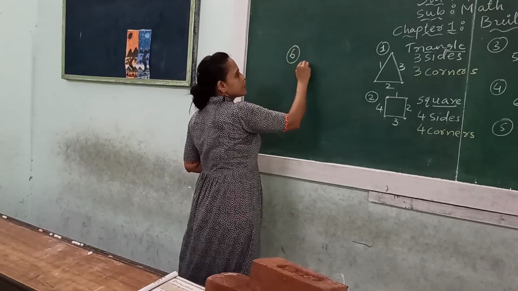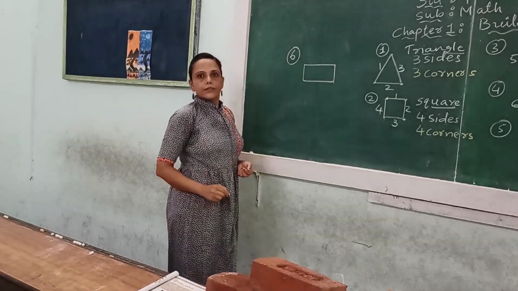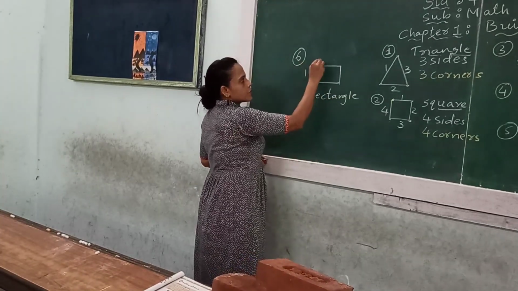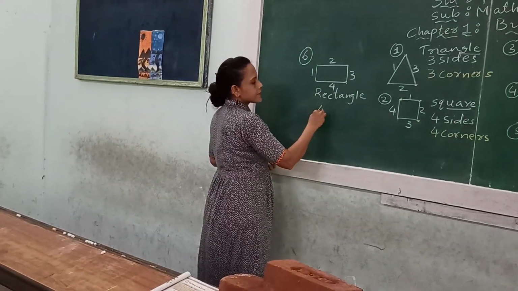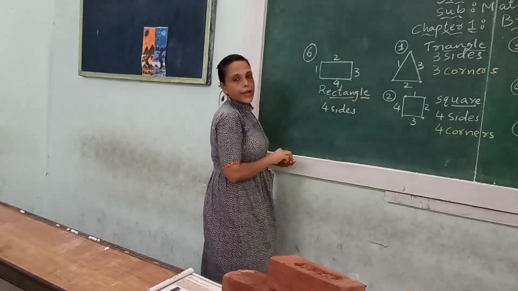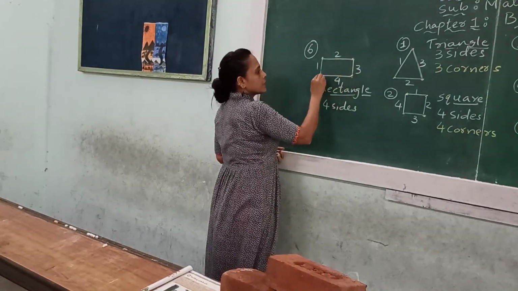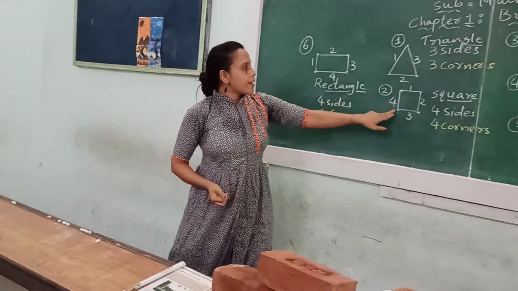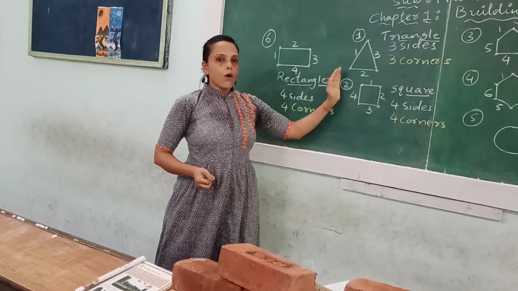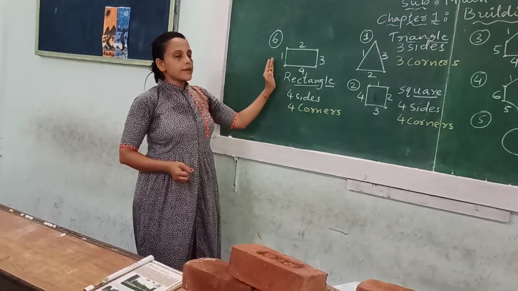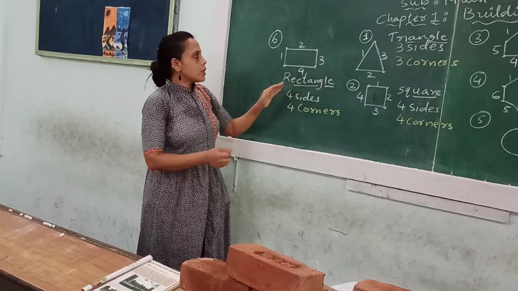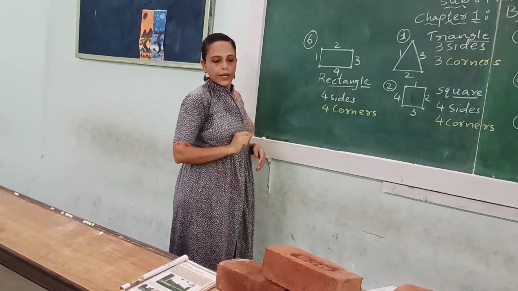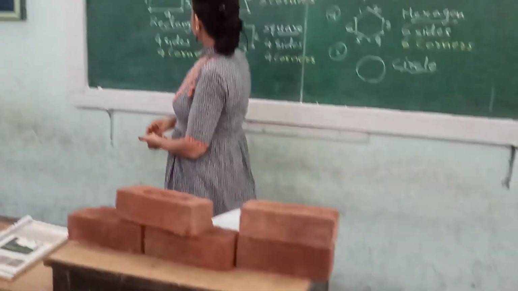Next shape, identify. Yes, it's a rectangle. Rectangle also has 4 sides and 4 corners. Now if you observe this square and rectangle, square has all 4 sides equal and rectangle has opposite sides equal. So this 2 number and 4 number have equal length, and 1 and 3 have equal length. Now one more shape left.